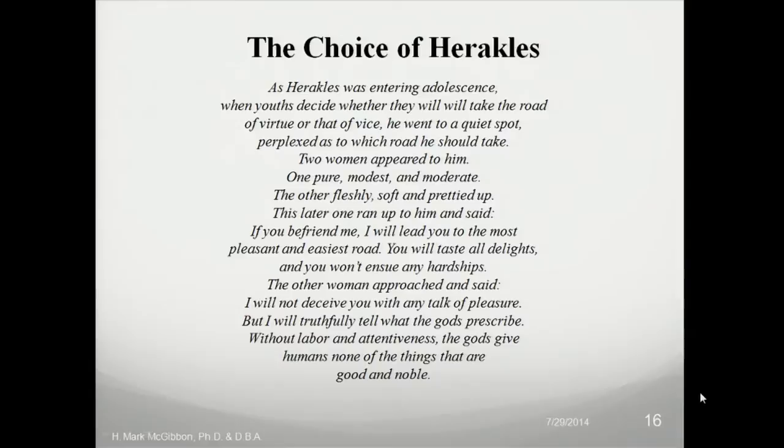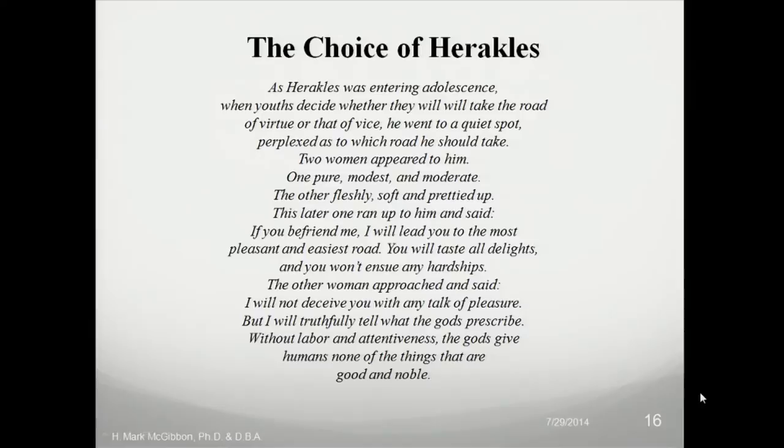And I like to read the Choice of Heracles, and it just tells you the thought of what was going through the minds of the Greek philosophers back then. So I'll read this to our audience. As Heracles was entering adolescence, when the youths decide whether they will take the road of virtue or that of vice, he went to a quiet spot, perplexed as to which road he should take.